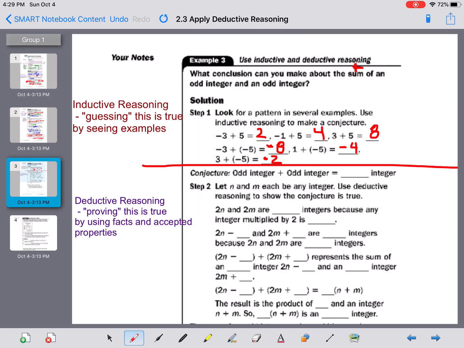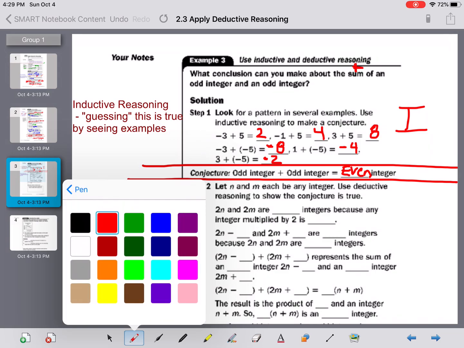I got some answers. The conjecture, remember, just a logical guess based on what we see, says odd integer plus odd integer equals, looks like an even integer, okay? Based on just looking and observing, that's what we get. So this was inductive reasoning. We made some patterns, we figured it out, we came up with that, okay?